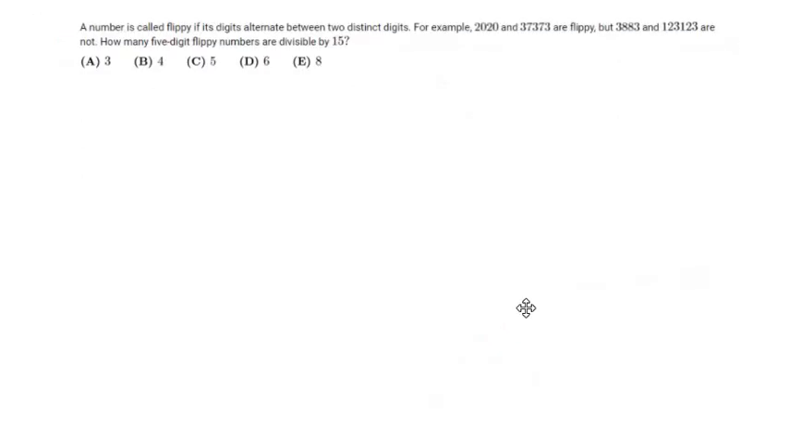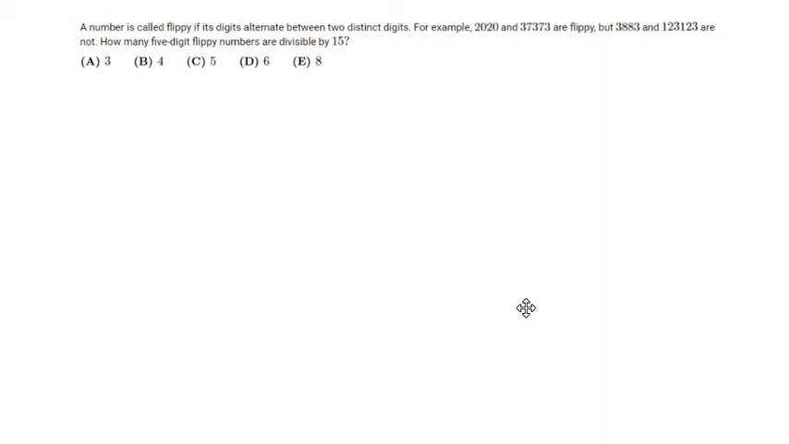Let's go on to the next problem. A number is called flippy if its digits alternate between two distinct digits. For example, 2020 and 37373 are flippy, but 3883 and 123123 are not. How many 5-digit flippy numbers are divisible by 15?